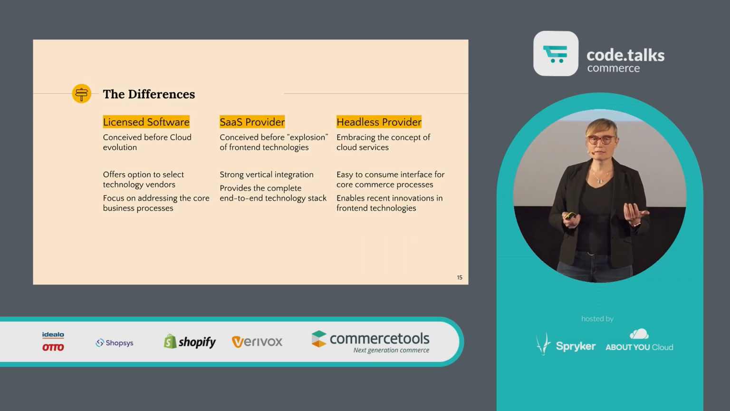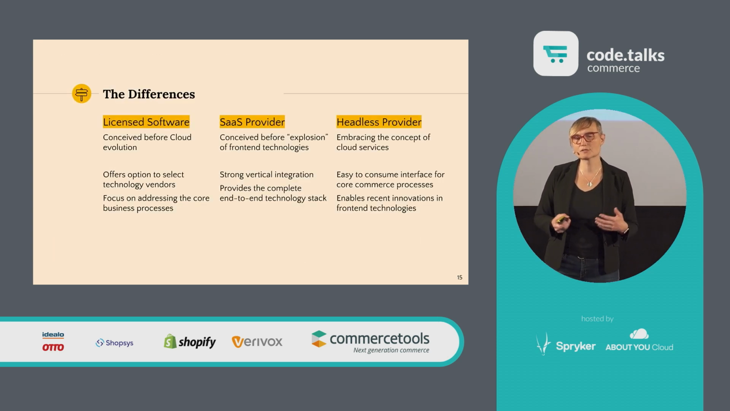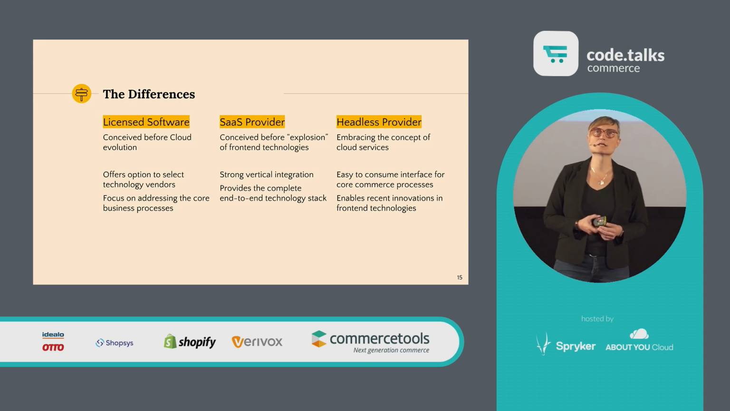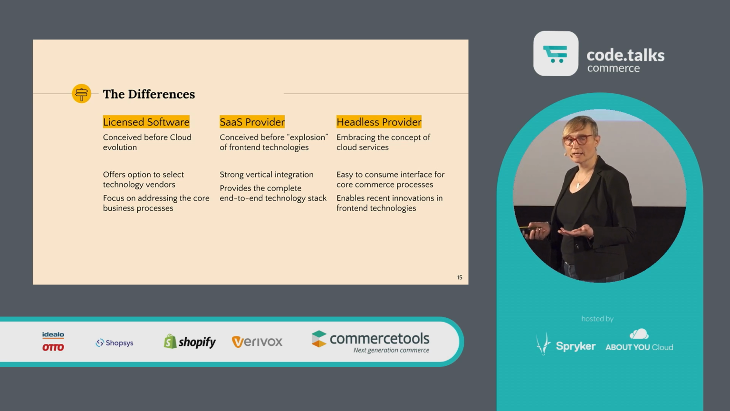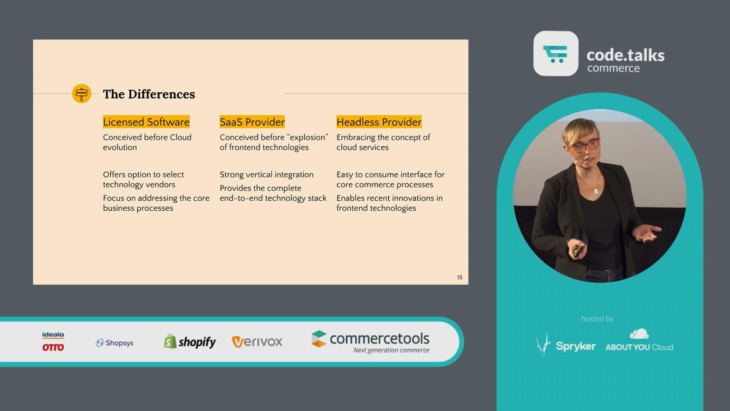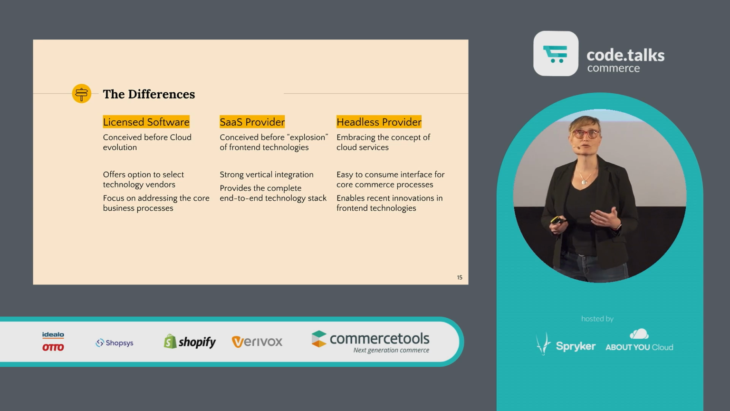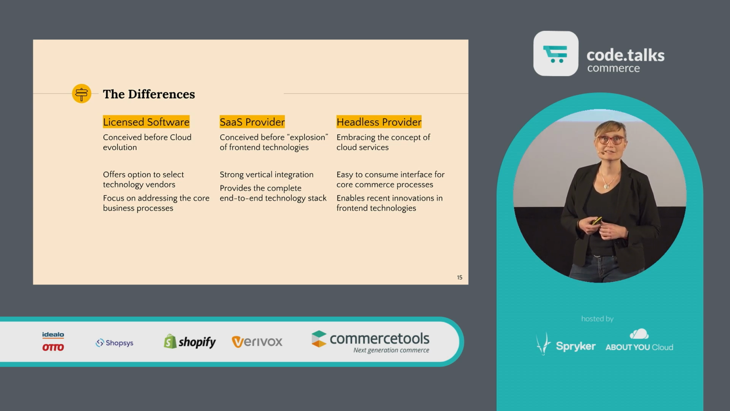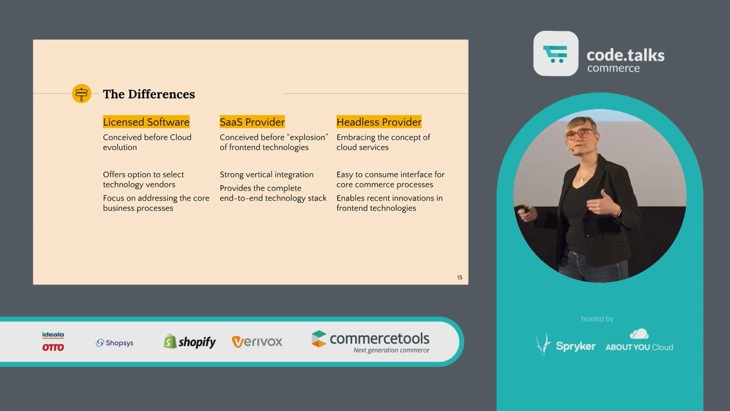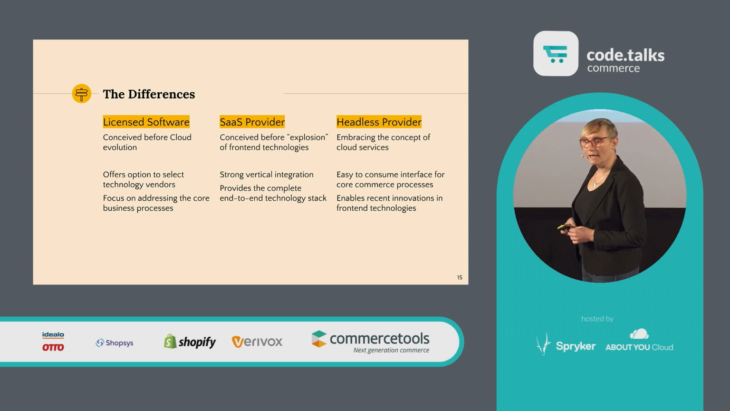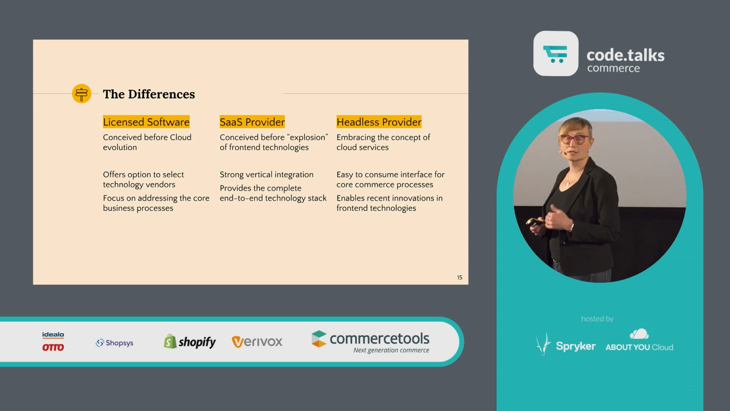So that also means that, for example, licensed software, all the vendors in this area were basically conceived before there was a cloud evolution. They were conceived for a time when there were servers, hosted servers, owned servers in a data center. That's where these systems were conceived. The SaaS providers were conceived before there was this explosion of front-end technology. When we started with Demandware, there was not even talk about Ajax or single-page applications. They were conceived in times when this was not available.